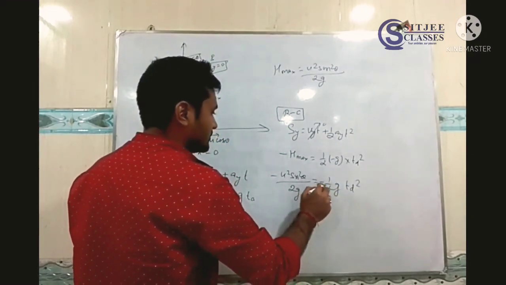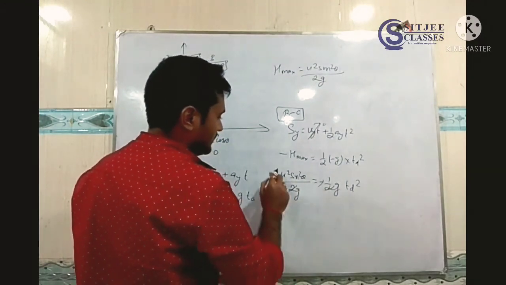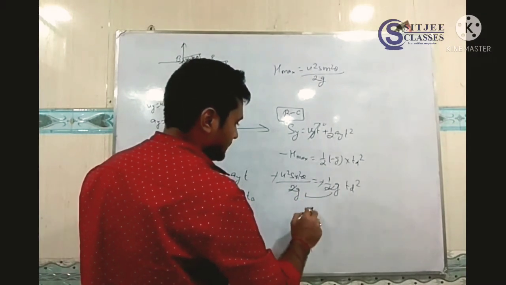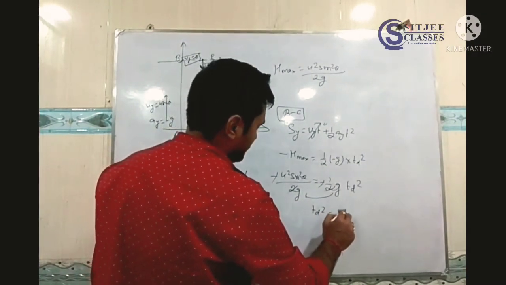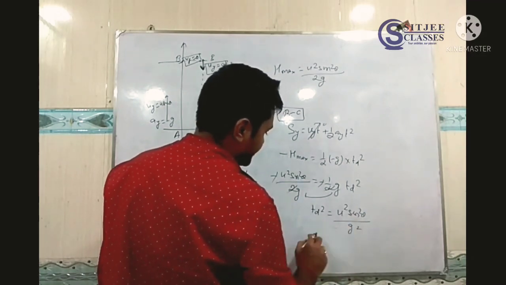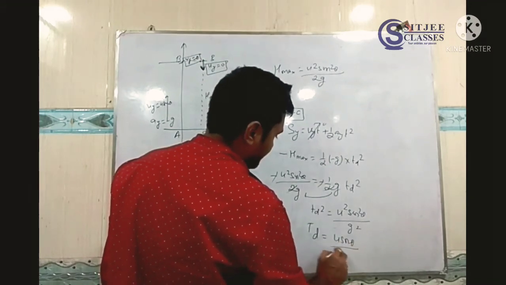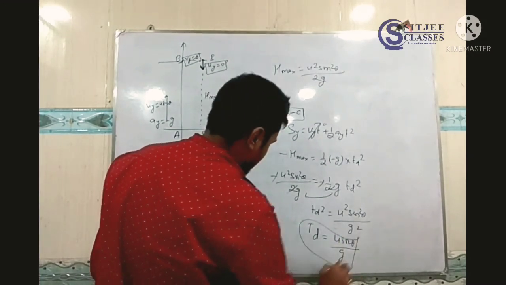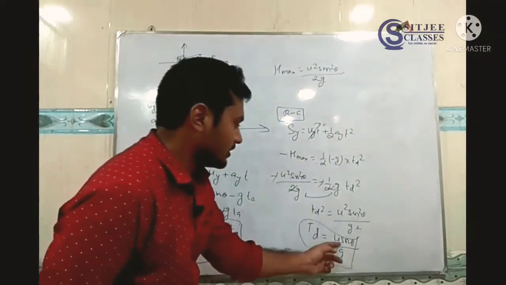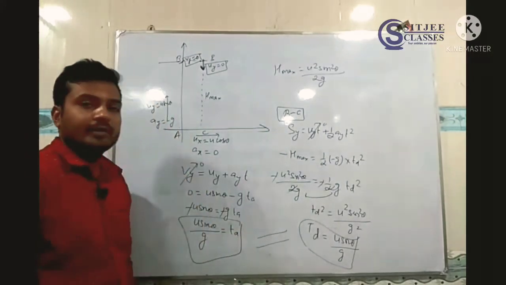Cancel whichever is possible. So half and half gone, 2 and 2 gone. So time of descending square, if you bring g here, td square will be u square sin square theta by g square. Let us take root. So time of descending is going to be u sin theta by g. Yes or no? So how much time of ascending did you get? U sin theta by g. Time of descending is also coming u sin theta by g. So we have proved that both are actually equal quantities.